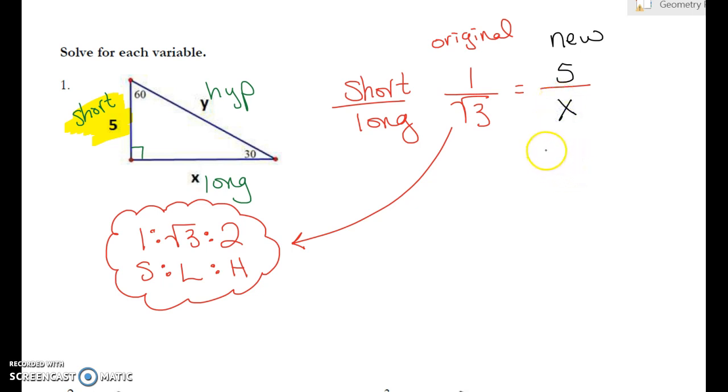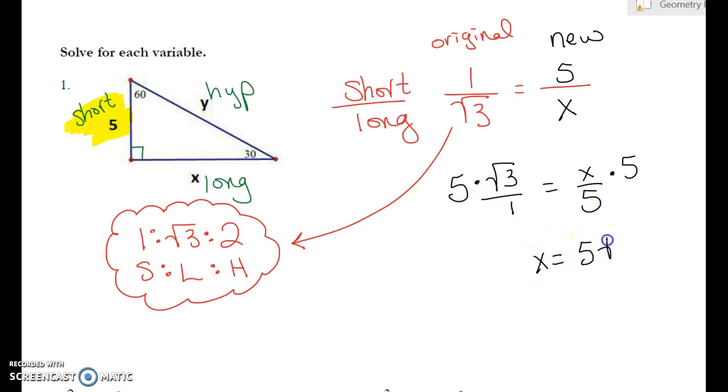And so now what I need to do is, I can't solve this because the X is on the bottom, so I'm going to flip it. So it's going to be square root of 3 over 1 is equal to X over 5. And now I get rid of the divide by 5 by multiplying by 5. And so I find that X is equal to 5 square root of 3. Okay? And so that gives me X.